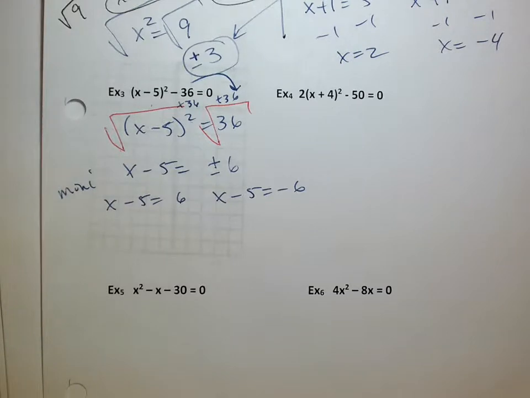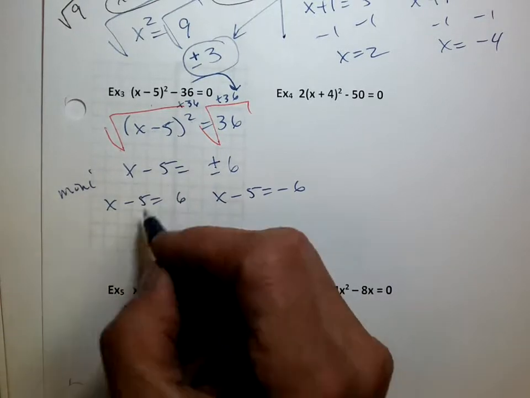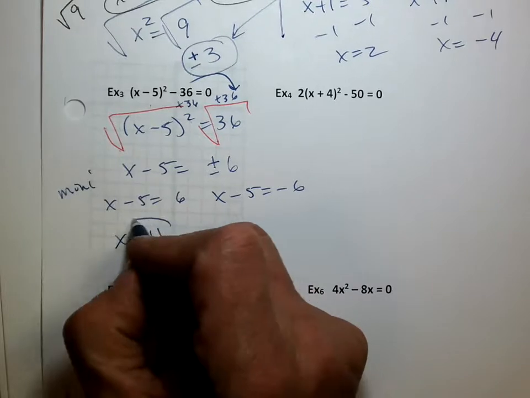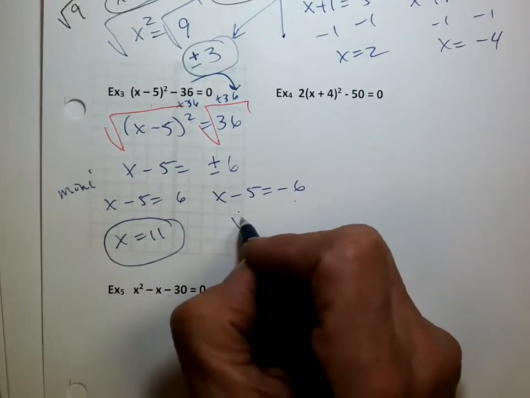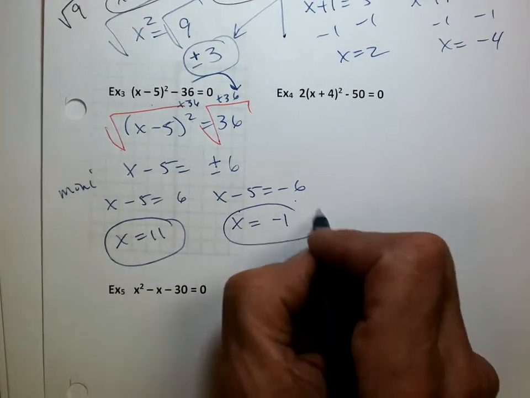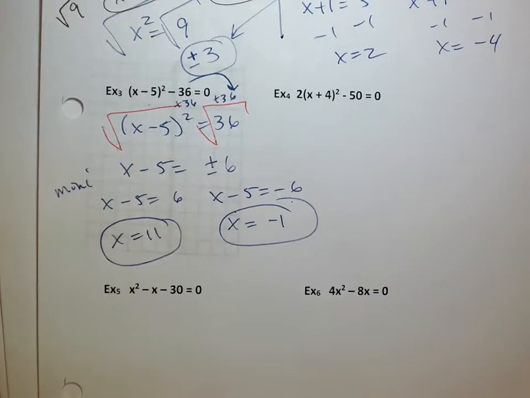So the difference is it doesn't equal 0, like if we factored it. It just equals whatever the square root was, right? Okay, and I'm going to solve. I'm going to go plus 5. One answer is 11. I'm going to go plus 5. One answer is negative 1, okay? Always two answers.